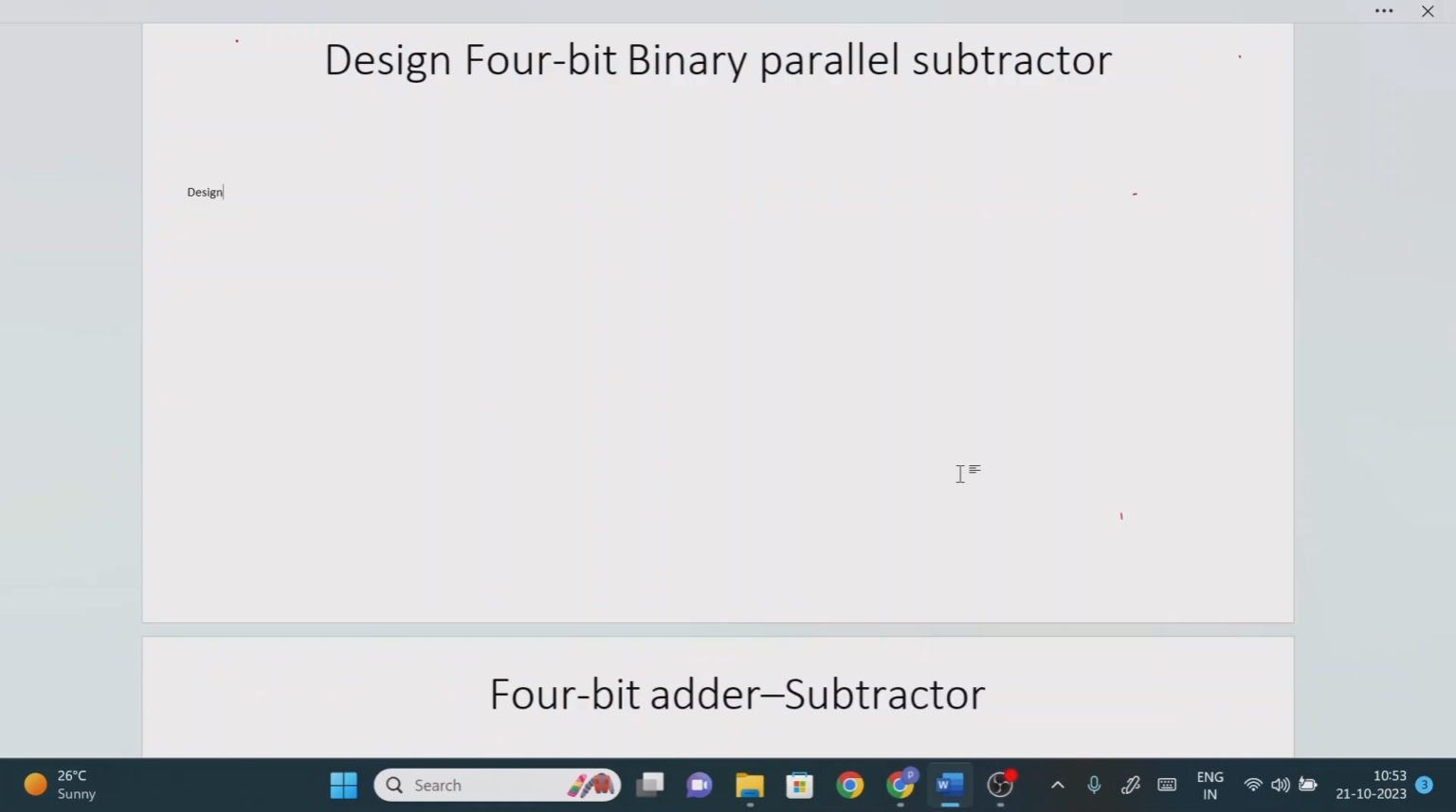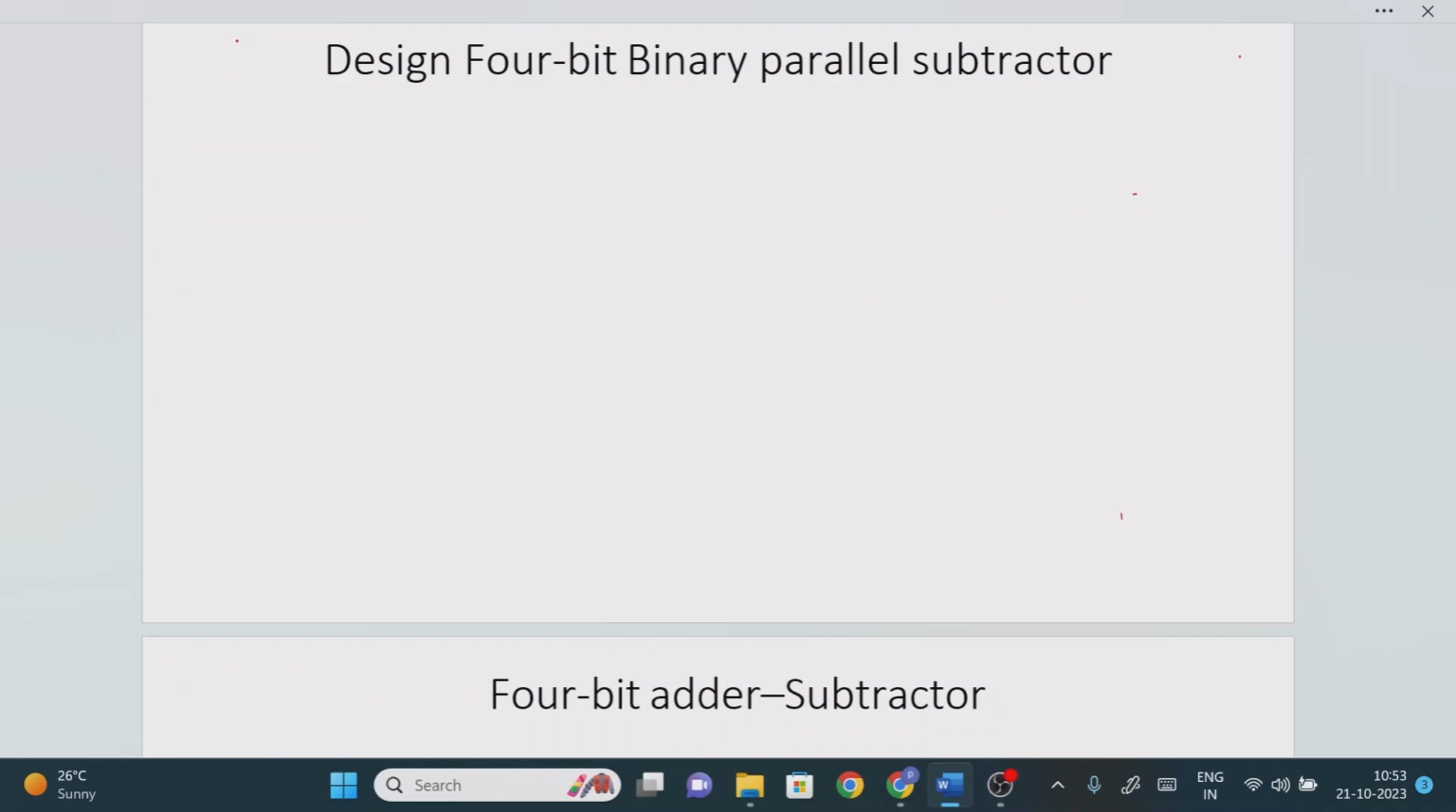Hello all, welcome back. In today's class, we'll see how to design the 4-bit binary parallel subtractor, right? In the previous class, I explained how to design the 4-bit binary parallel adder. So now we'll try to design the 4-bit binary parallel subtractor.